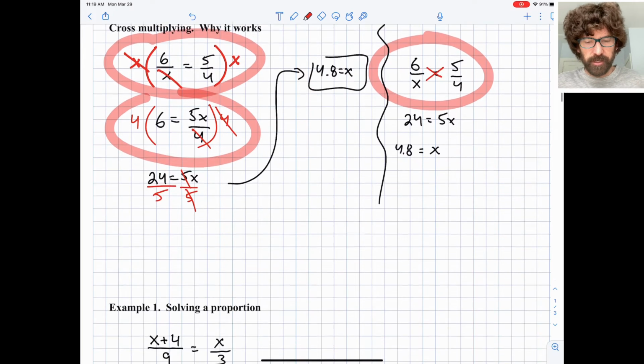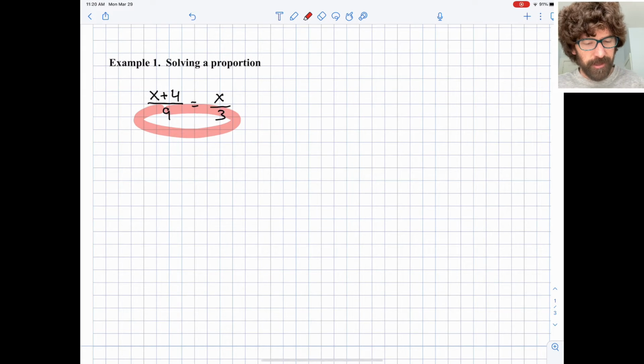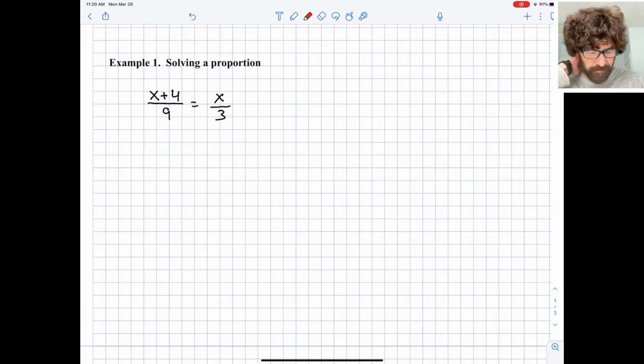So let's apply this cross multiplying rule to a few different proportions that we'll be solving. This first one: x plus 4 over 9 equals x over 3. I always like to look for some patterns here. We can see that the left denominator is 3 times the right denominator, and that would mean that the left numerator needs to be 3 times the right numerator. So there's one trick there that you might be able to figure out, but it's not super easy to figure out just from that trick.